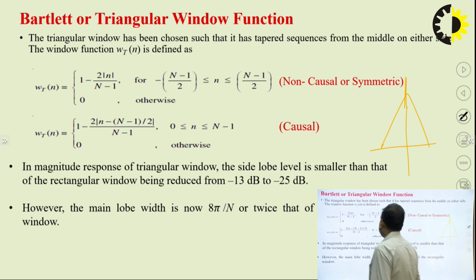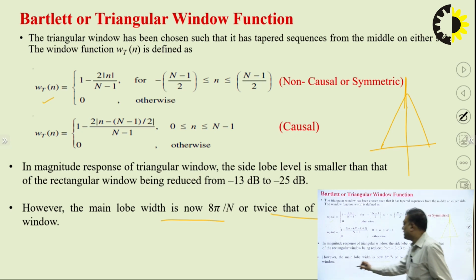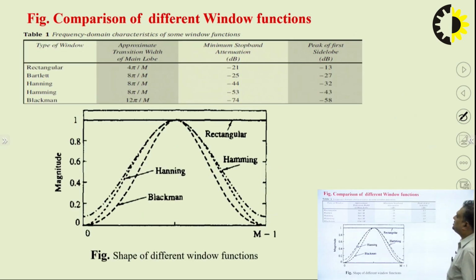Here we can see that for the non-causal or symmetric one, the formula is 1 minus 2 mod n upon n minus 1, where small n varies from minus (n minus 1) by 2 to (n minus 1) by 2. For the causal one, it becomes 1 minus 2 mod n minus (n minus 1) by 2, upon n minus 1. Here the main lobe width is now 8 pi by n, or twice that of the rectangular window. Now we will see a comparison of different window functions.